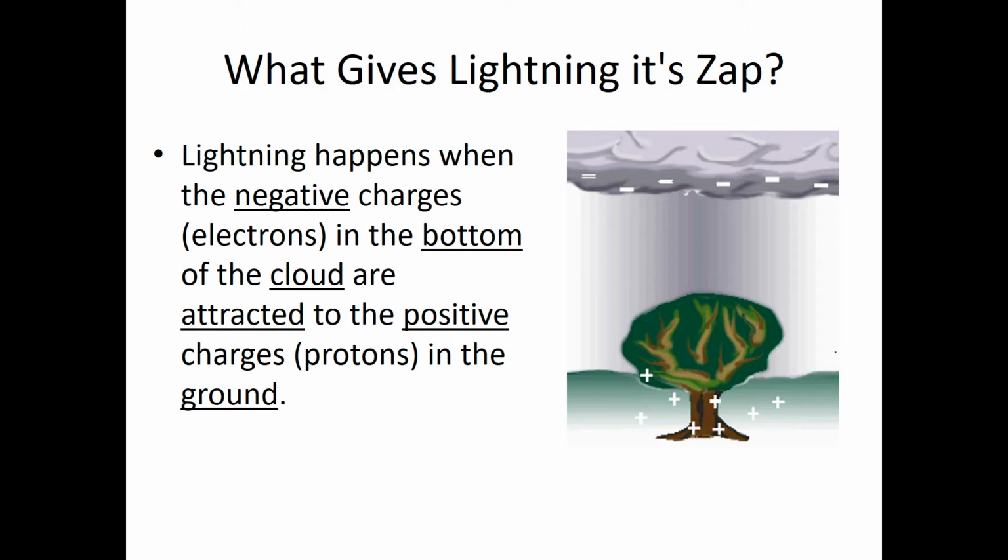So lightning happens when the negative charges, the electrons in the bottom of the cloud, are attracted to the positive charges in the ground. It's technically not really attract. So again, in order to have a charge, let me write that.